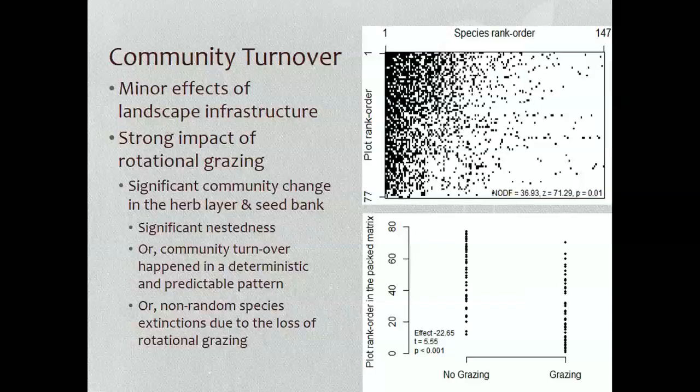And it's very much related again. So the position of the plot here is related to whether they're still grazing, yes or no. And the higher the number, the more species have gone extinct compared to the grazing networks.